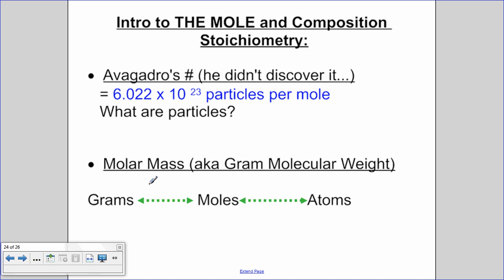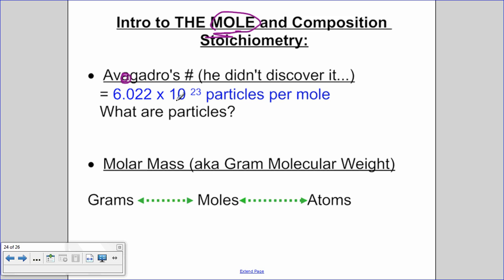All right, we're getting to the grand finale here, the mole. I'm just going to give you a brief intro to the mole, Avogadro's number, and a couple of conversions. Avogadro actually didn't discover the 6.022 times 10 to the 23 particles per mole, but he is given credit for it in the fact that we name it after him. So the mole is the standard unit of measurement in chemistry because it's going to be describing a humongous number of particles. But when I say particle, you're thinking, what in the heck is she talking about?